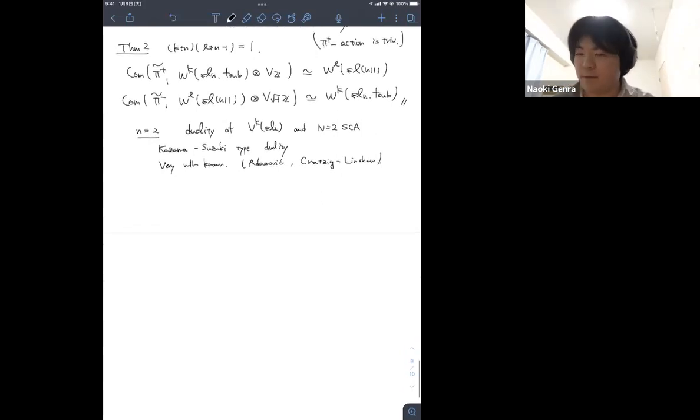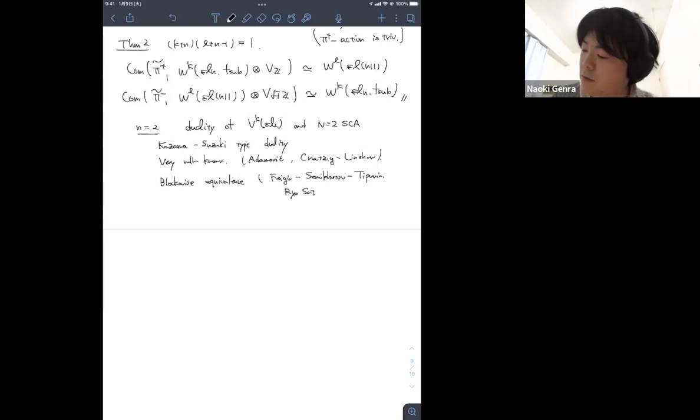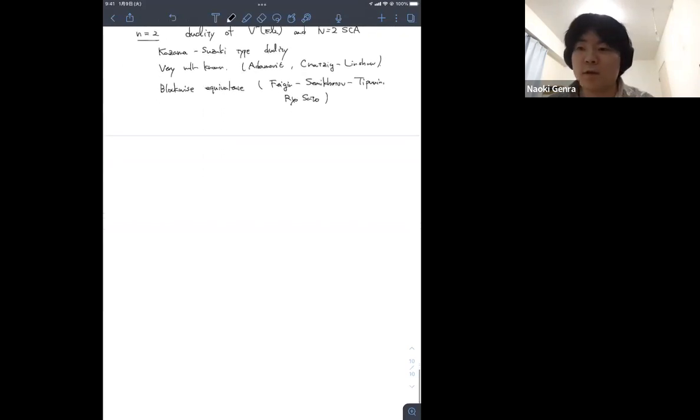In this case, for example, there is a nice correspondence between blocks of the representation categories. The blockwise equivalence is studied by Feigin, Semikhatov and Tipunin. Also Ryo Sato studied blockwise equivalence of these module categories. I will explain these generalizations in our case later. So is there any question? After that, I will talk about applications.